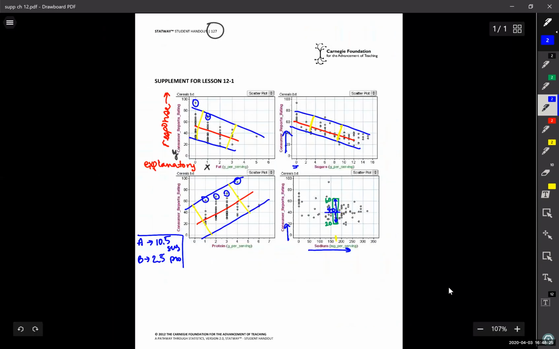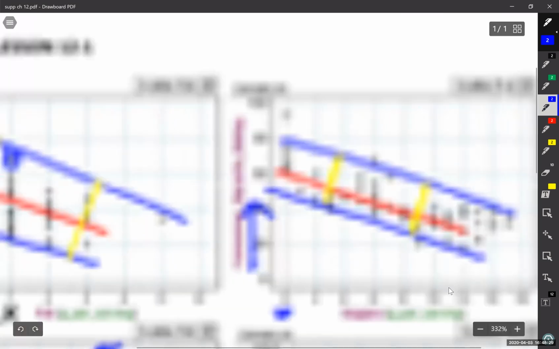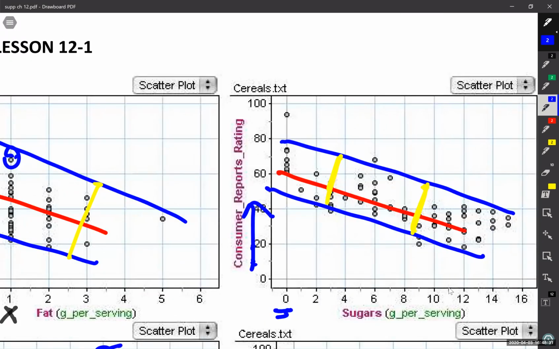If I had a problem like the sugars, I would be able to narrow it down a lot better because the sugars is closer together. It's closer to that straight line pattern. It has much better strength. So when we get into 12.3 and we really nail down the topic of strength, we'll come back and maybe revisit these or just put a little asterisk by it and say, look at these when we talk about strength.